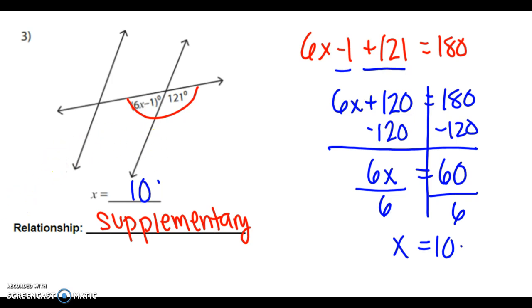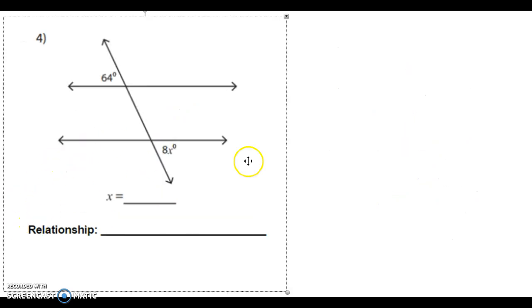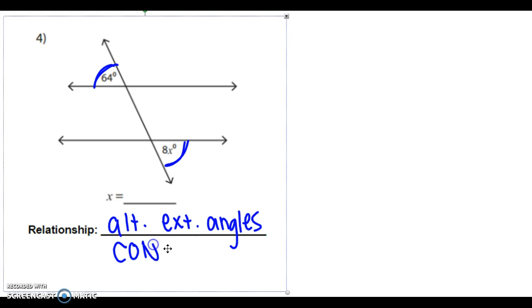So moving on to example number 4, again, we're starting with the angle relationship. In this case, these two angles are exterior angles and they are alternate. So I'm going to just abbreviate alternate exterior angles. And again, knowing my vocabulary, I know that alternate exterior angles are congruent. That's what's written on my card. They are equal to each other.